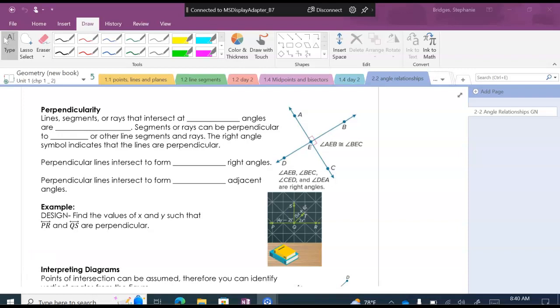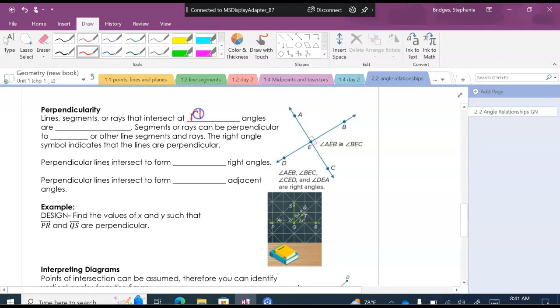All right, so we're talking about lines that are perpendicular. Perpendicularity is what it's called. And it says lines, segments, or rays that intersect at... I'm just kidding, I think I'm going to fill that in later.